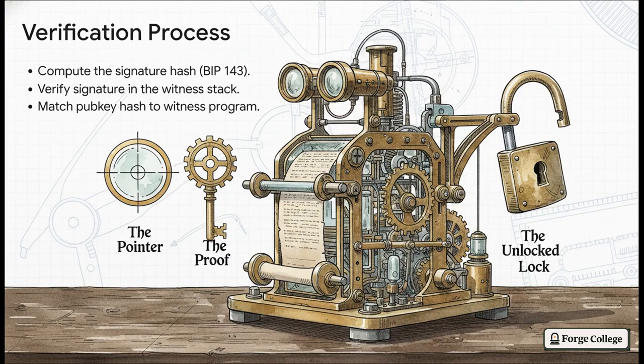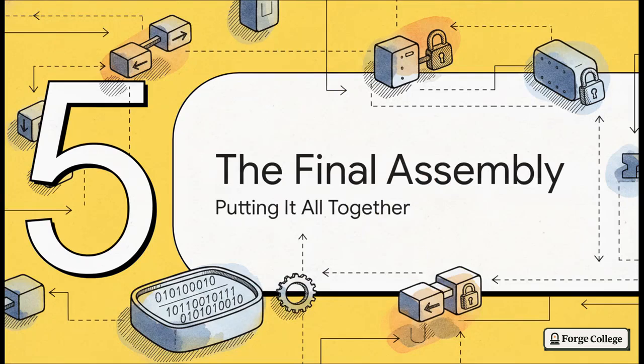So when a node receives this perfectly ordered bundle of bytes, how does it actually verify it? Well, first, it computes the signature hash. It follows the BIP 143 standard, which defines exactly which fields are included in the hash. Next, it verifies the actual cryptographic signature found in that segregated witness stack against the provided public key. Finally, it ensures that the hash of that public key perfectly matches the lock, the witness program, that was specified in the previous output being spent. To put it simply, it checks the pointer, it verifies the proof, and it unlocks the lock. The whole shebang.